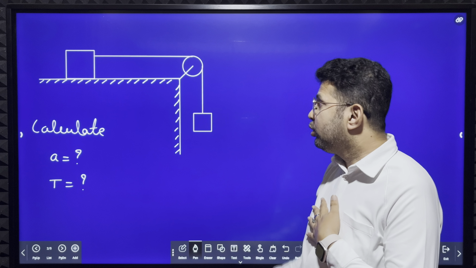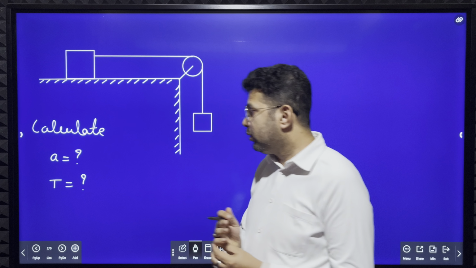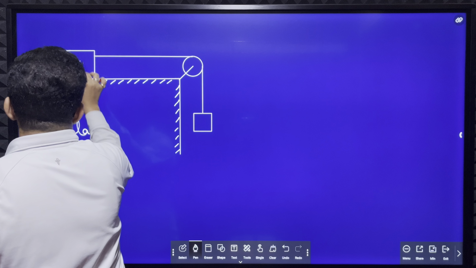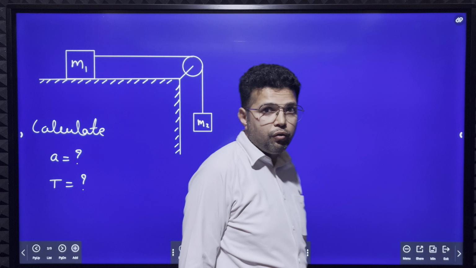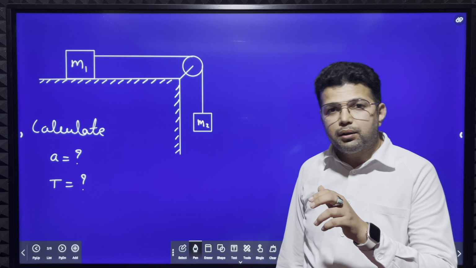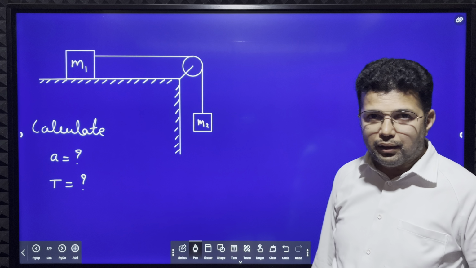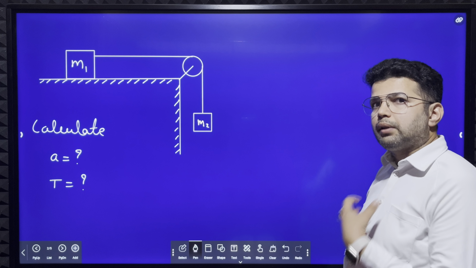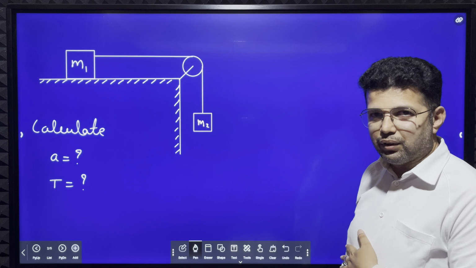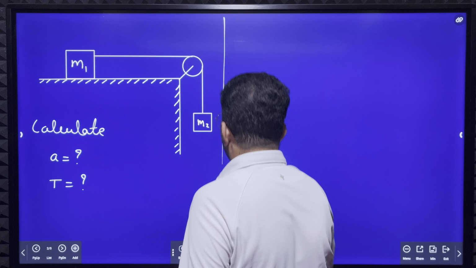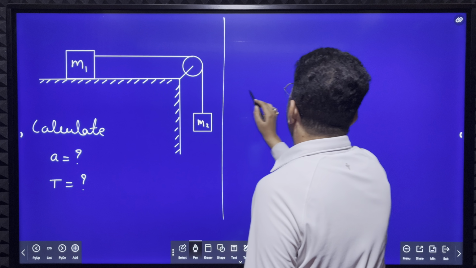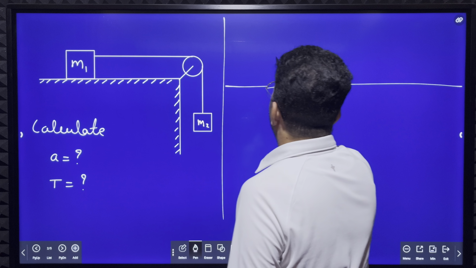What you have to do is write free body diagrams. Say this is m1, and this is m2. You have to write free body diagrams for m1 and m2, and write the equations for acceleration and tension. You can pause the video, try it, then continue. I'll also be doing it. Now here, we have to write free body diagrams for m1 and m2.